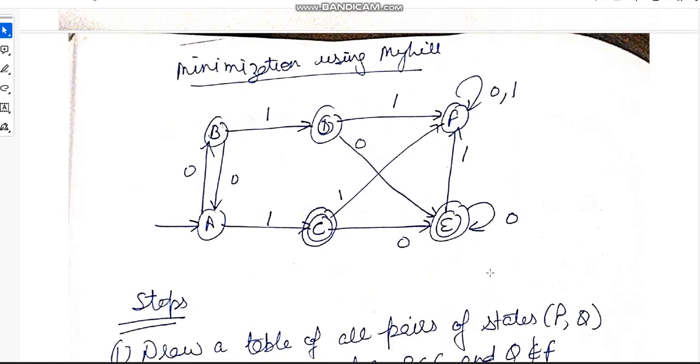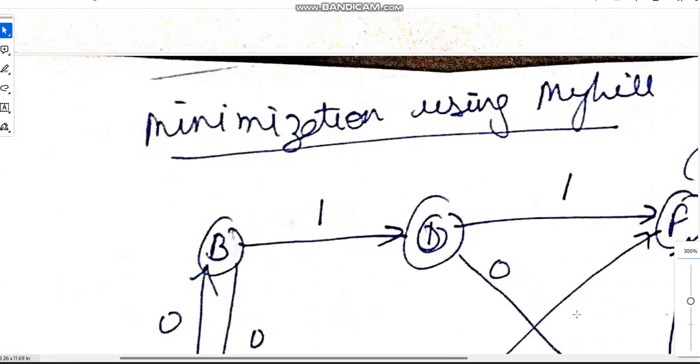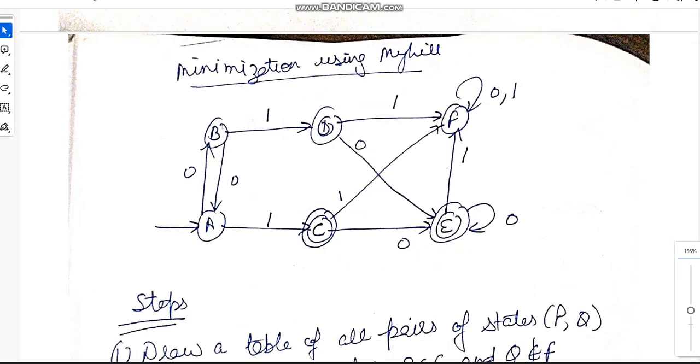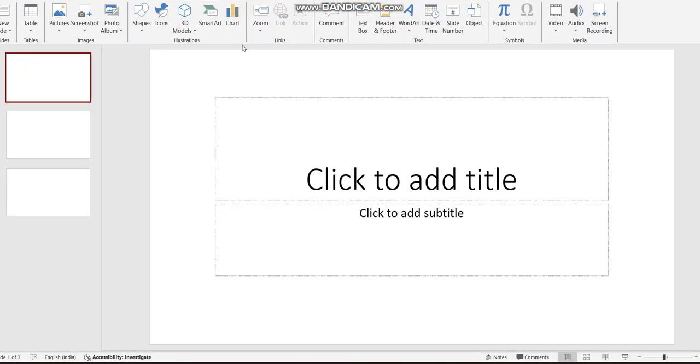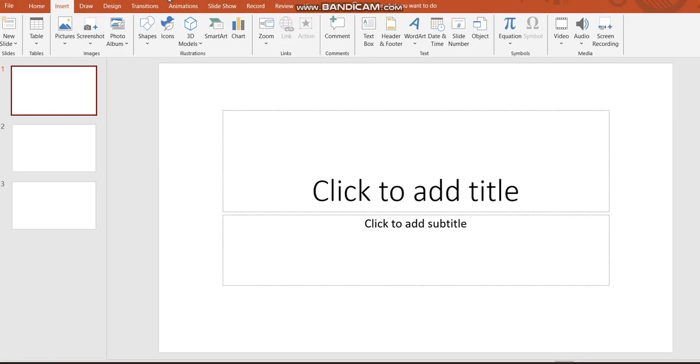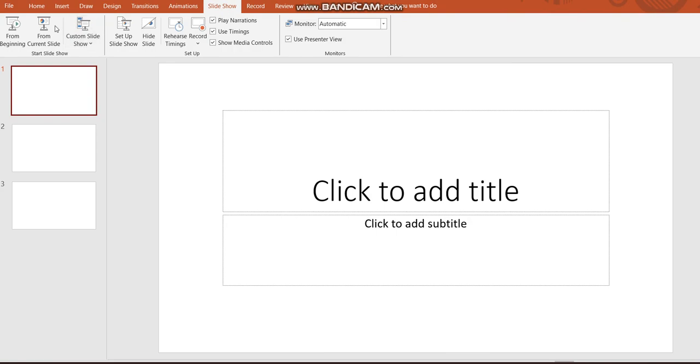To understand this in a better way, let's consider an example, and we are considering this diagram for minimization purposes. So let's solve this with the help of the example. Based on that example, firstly we need to draw a table.